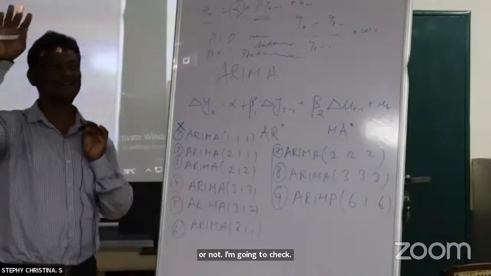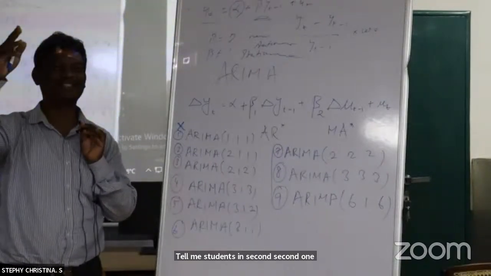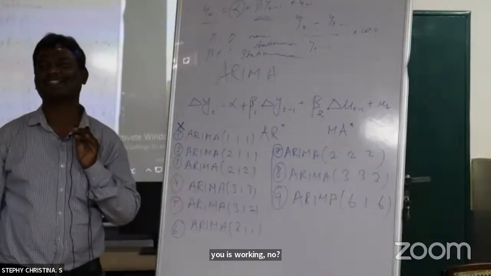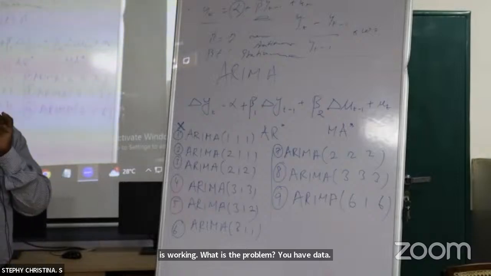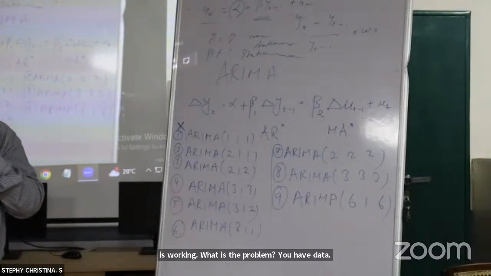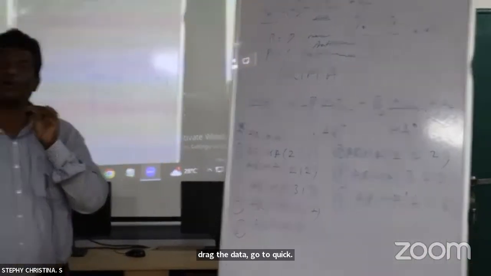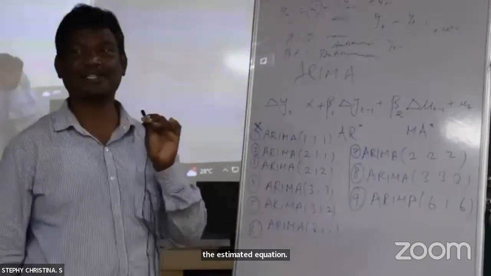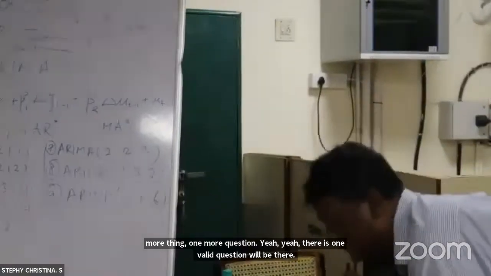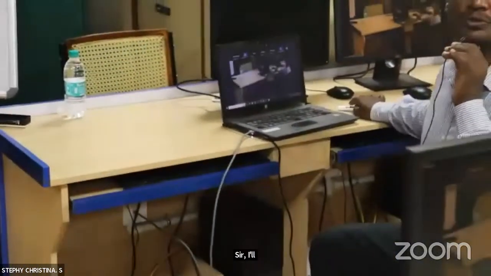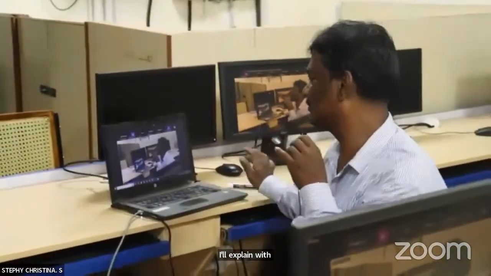EViews is working, no? What is the problem? You have data. Drag the data. Go to Quick, Estimate Equation. One more question. There is one valid question. Sir, I'll explain with the 2, I'll explain with ARIMA 211. Sir, how to go for ARIMA 211?